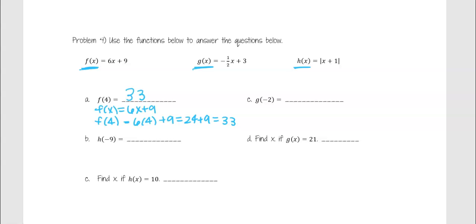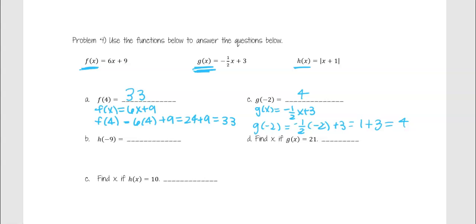Okay, let's check out this one. G of negative 2. So I go to my g function, and I'm just going to copy that down. G of x equals negative 1/2 x plus 3. And now I want to do g of negative 2. So I'm going to have negative 1/2, substitute in negative 2 for x, plus 3. And then I'm going to do negative 1/2 times negative 2. The 2's cancel, and I have a negative times a negative. That gives me a positive 1, plus 3 gives me 4.